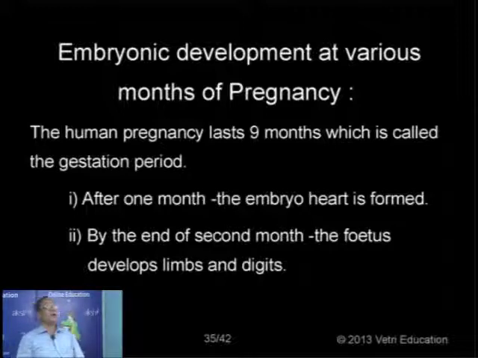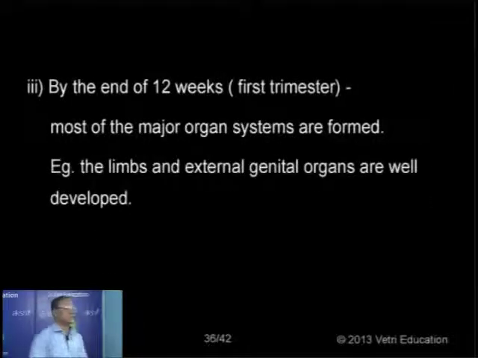Now, what will happen after 1 month? The heart starts beating, which means the heart is formed after 1 month. After 2 months, by the end of the month, the fetus develops the limbs and the digits. During the first trimester, after 12 weeks, almost all the organs are developed. The limbs more or less grow fully, and the external genital organs are well developed. So after 12 weeks, you can differentiate whether it is a male or female.